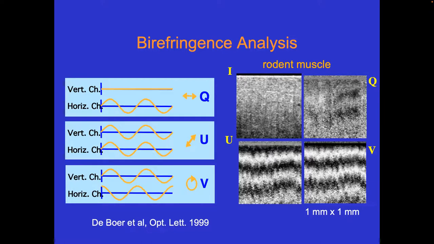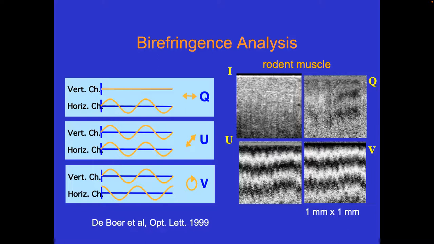I know you were writing, so I'll give you some time to absorb. This is a graph of the signals that I see on these two detectors. This is my vertical channel, my horizontal channel. On my vertical channel, I see no interference. And on my horizontal channel, I see an interference pattern. What is the polarization state that is coming back from my sample?